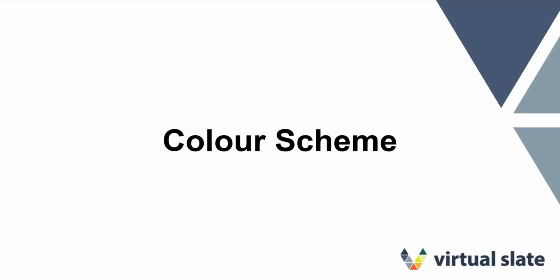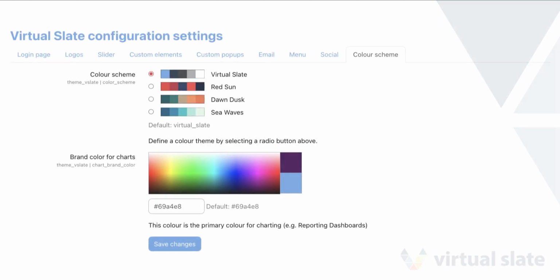Now let's finish our video discussion by talking about color scheme. By navigating to the Color Scheme tab, administrators can select the color scheme they wish to have associated with their site. We have some pre-configured color selections for you to select from. If none of these color selections match your organization's needs, you can provide us the associating colors for your branding, and our team can compose a preset file that can be uploaded to your Virtual Slate site.